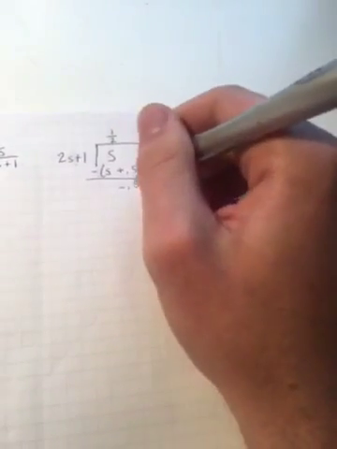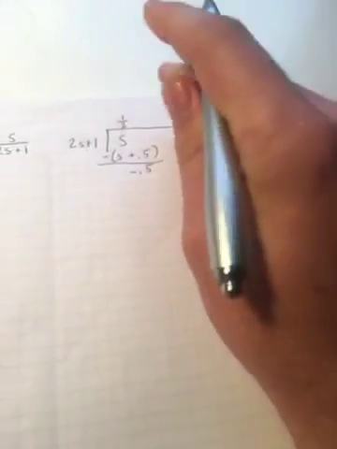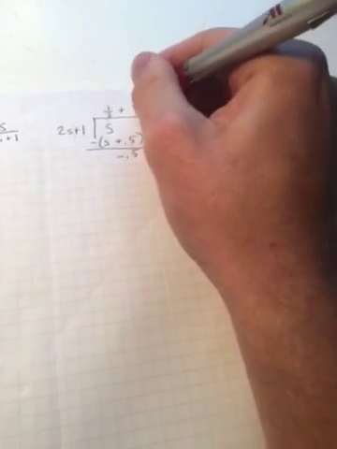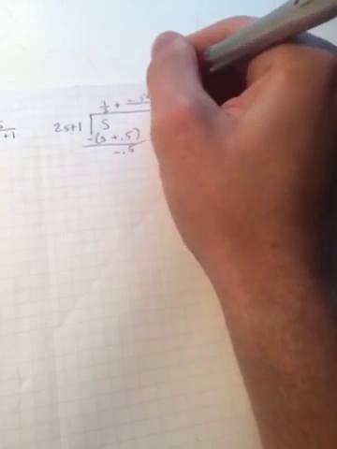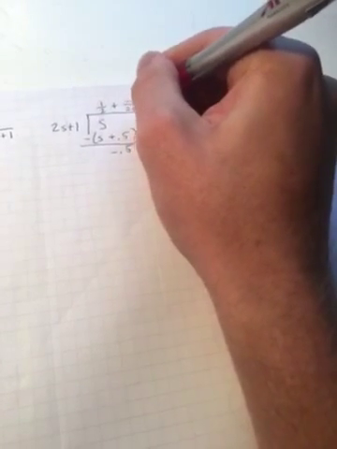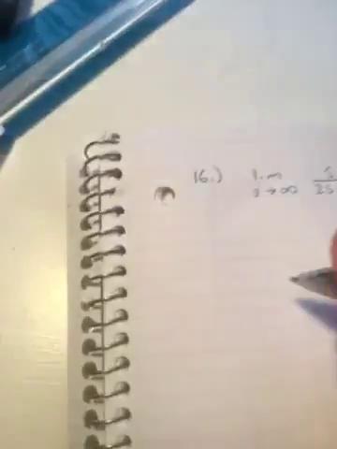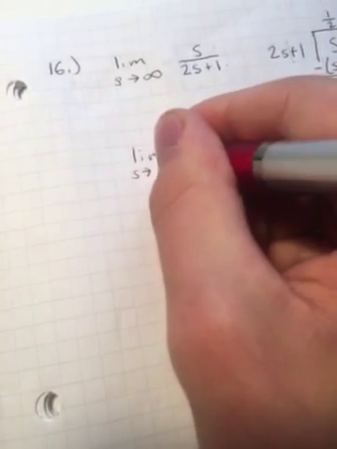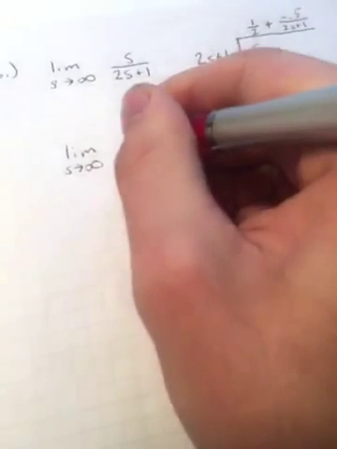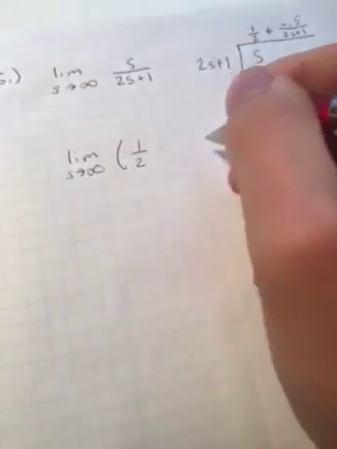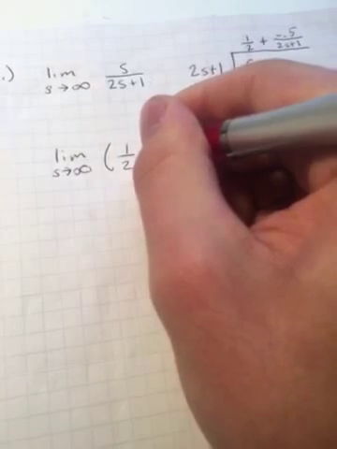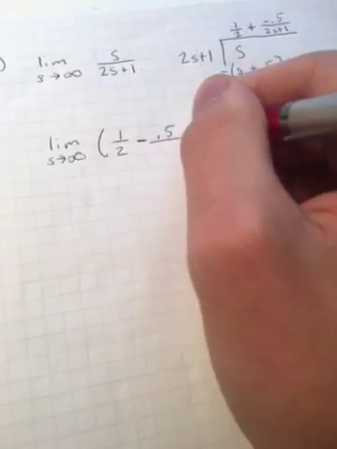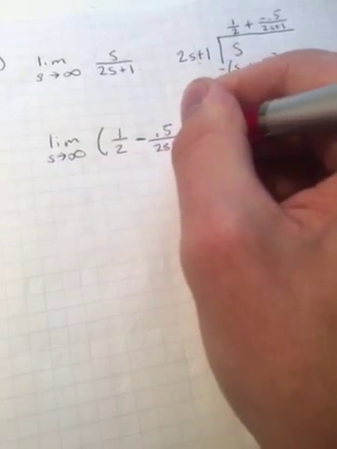So, since there's no s in here, and we have an s in here, it's going to get a little messy, so we're just going to say that it's plus negative 0.5 over 2s plus 1. So, we now have the limit as s approaches infinity of 1/2 plus a negative, which is a minus, 0.5 over 2s plus 1.